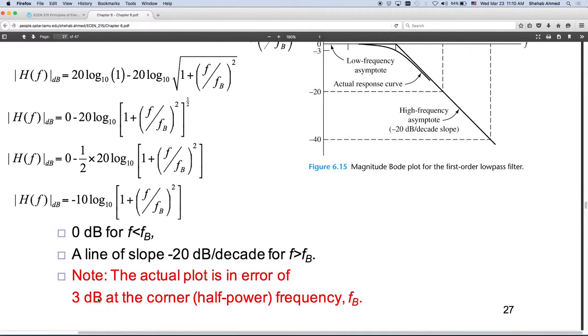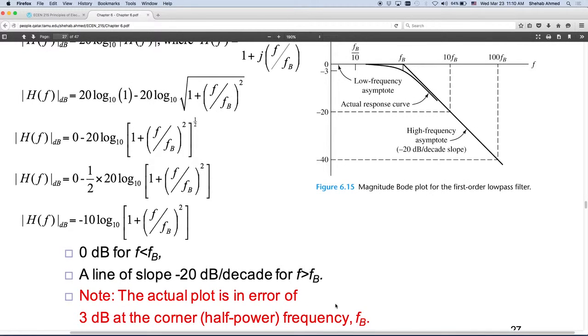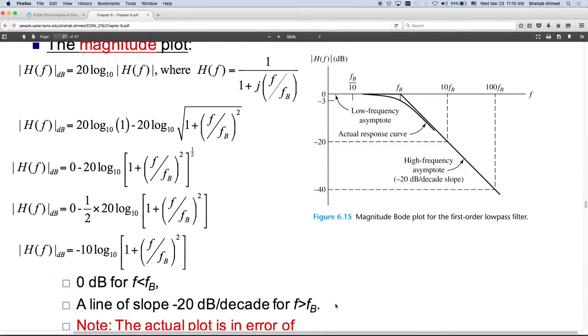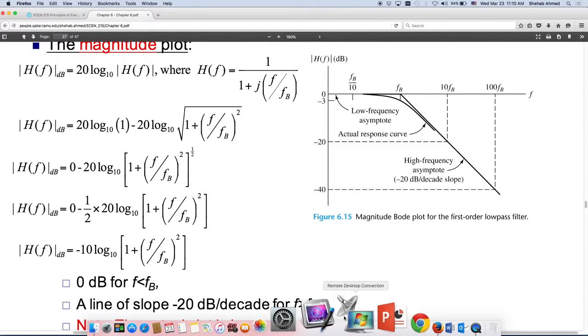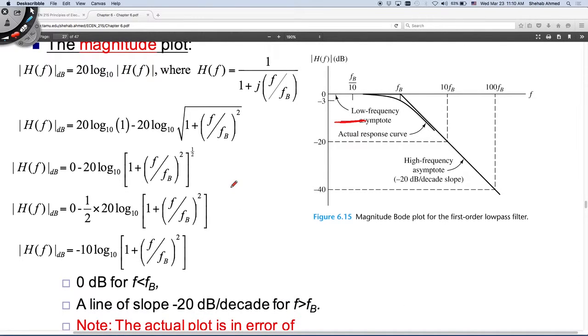And that's what this means here. The actual plot is off by 3 dB at the corner or half-power frequency FB. It's not an error. This is the actual value. But the next thing we will do is, when we design these filters, we don't want to go and draw actual values and calculate actual values all the time, right? We would like to draw asymptotes to the filter.